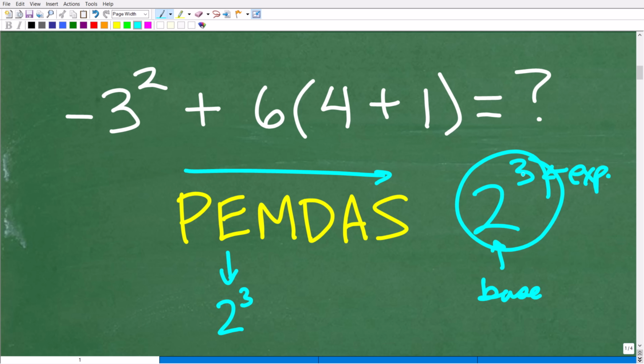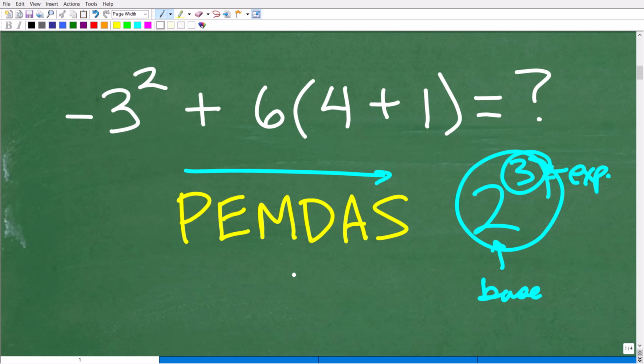So this is 2 to the third power. Again, this little number up here is the exponent. So E really stands for exponents, but that's what it means. It means, hey, do powers. Okay, now the next part or the remaining part of the order of operations gets a lot of confusion, okay?